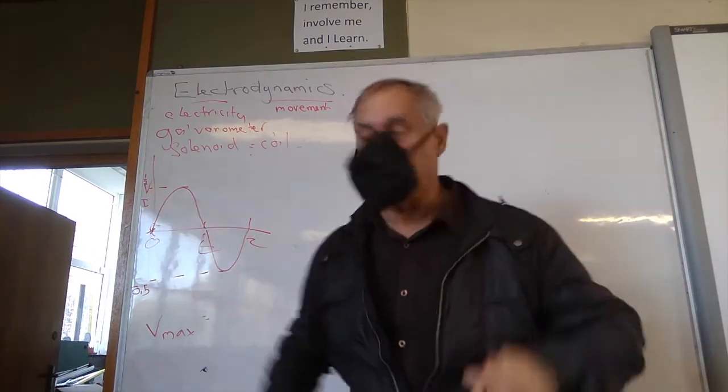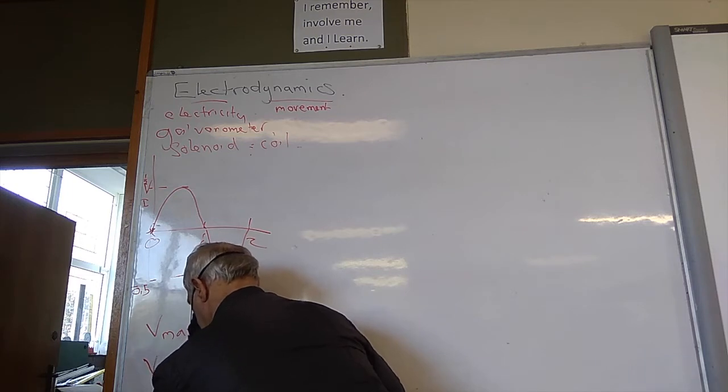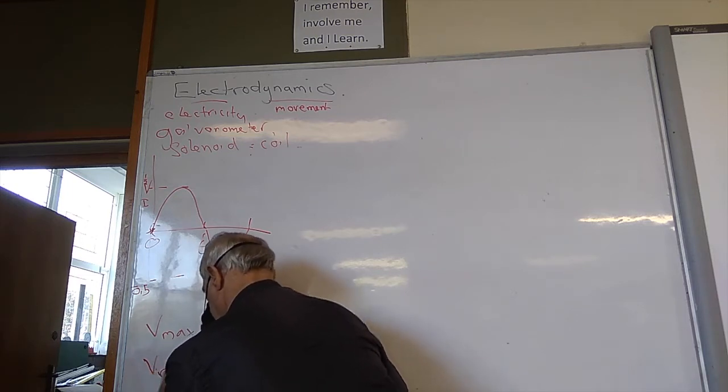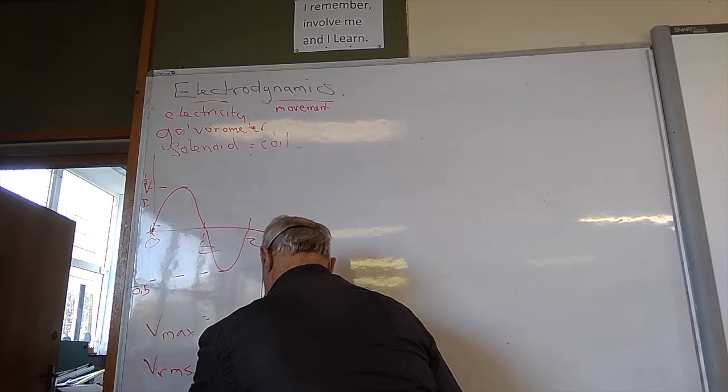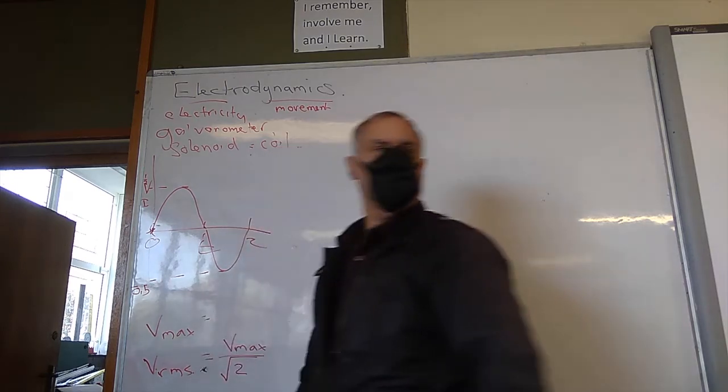Well, we've got a way of telling it. V root mean squared. That's the average. Is V max over the square root of 2. There's a formula.